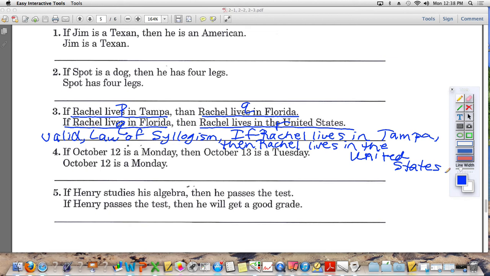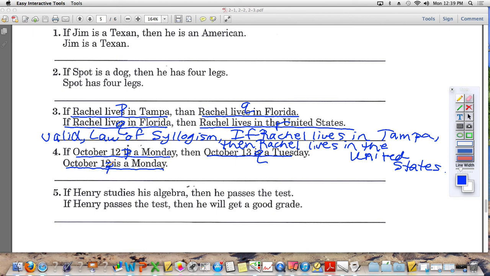Number 4 is a little bit tricky too. If October 12th is a Monday, then October 13th is a Tuesday. True. This is P. This is Q. Then I rewrite what? P. So what do we know? We know P, so we know Q. Valid conclusion? Yep, valid conclusion. What law? Law of detachment. And the conclusion that we can gather is that October 13 is a Tuesday.